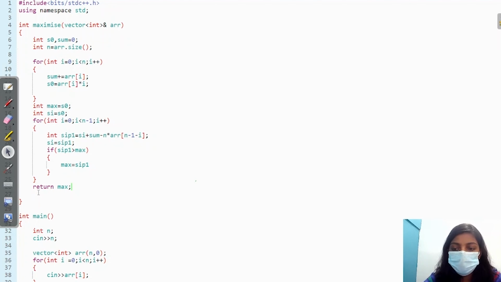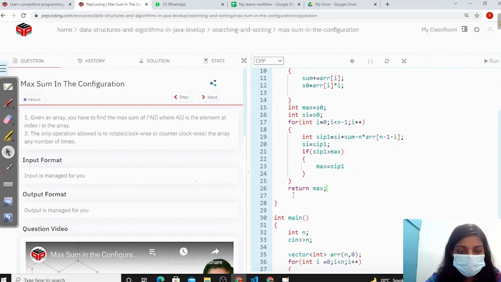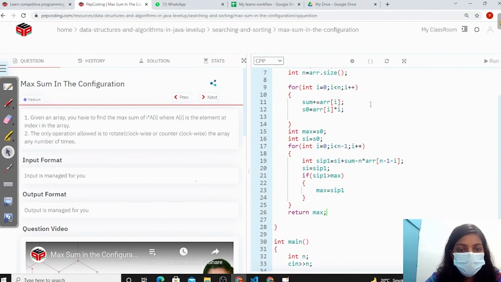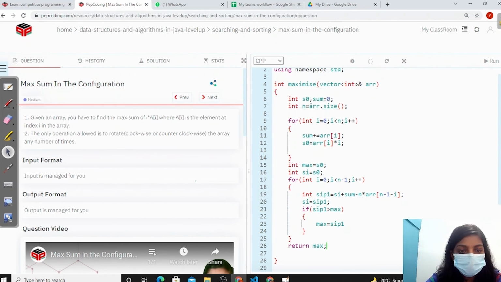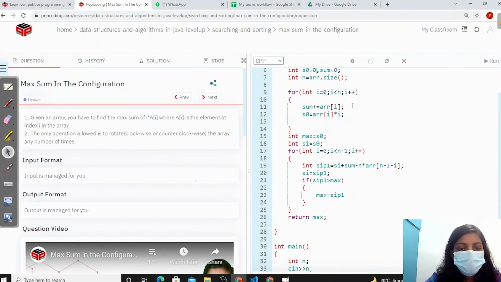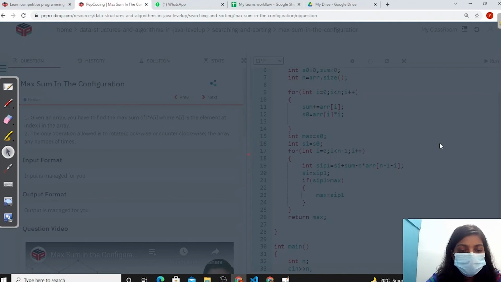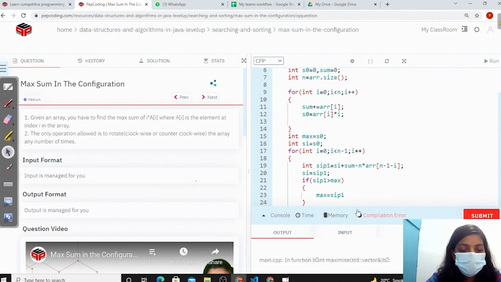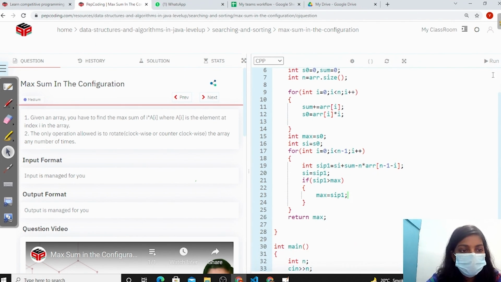max. All right. Now let's try to run this. We have calculated sum, which should initially be equal to 0, and S0 and S of I. Okay, S of I plus sum minus n into ARR. All right. Let's try to run this code. There is some error, I guess. Expected max of S is equal to S of I plus 1. Okay, there should be a semicolon, and let's try to run this again.